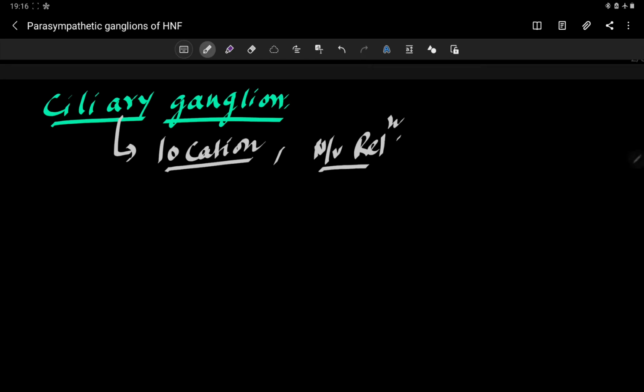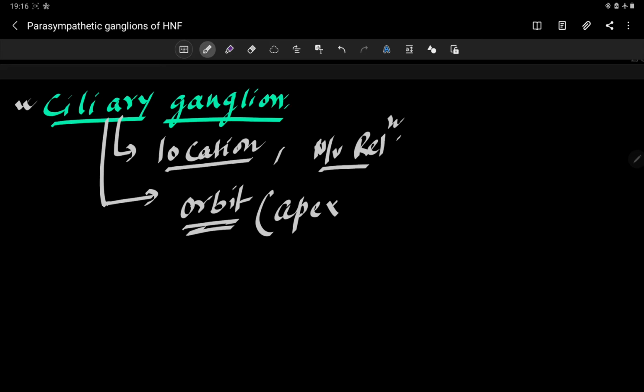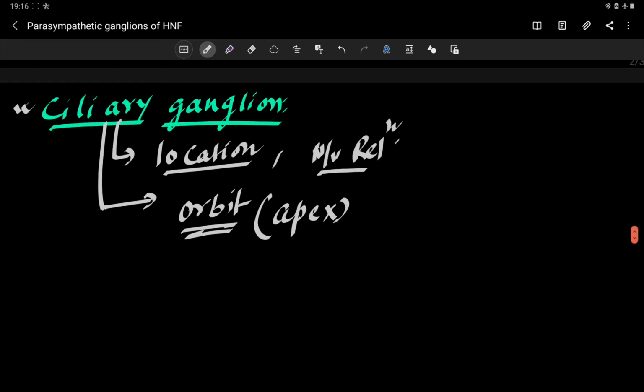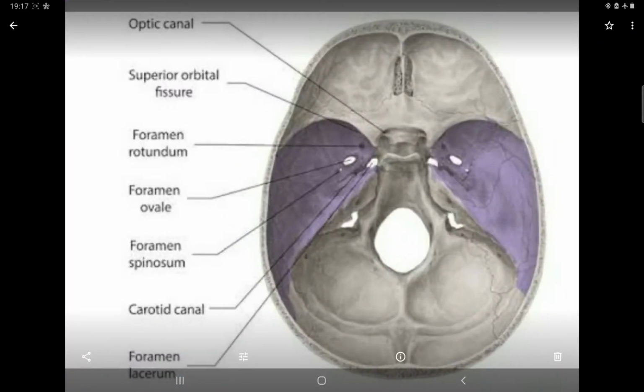All right, so a rough idea I am giving: the ciliary ganglion is located in your orbit near the apex. So let's talk about the detail of the location of ciliary ganglion. This is a parasympathetic ganglion present in your head, neck, and face region. The topographic nerve related to this ciliary ganglion is your nasociliary nerve. All right, so let's talk about its appropriate location.